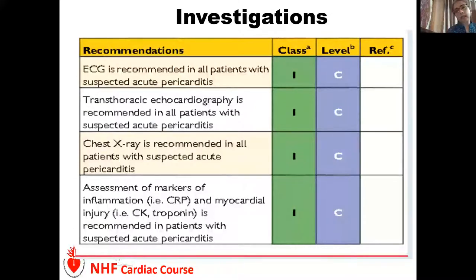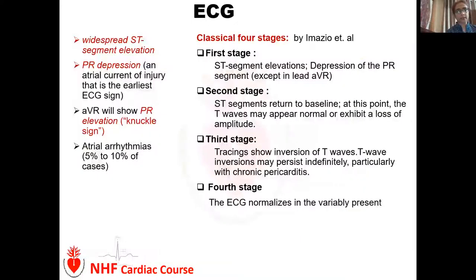The 2015 ESC guidelines recommended the investigations of ECG, X-ray, echo, and some inflammatory markers and myocardial injury markers as first-line investigations to diagnose acute pericarditis. Among them, the ECG. In acute pericarditis, there will be widespread ST segment elevation and PR depression. PR depression is basically the earliest sign on ECG.